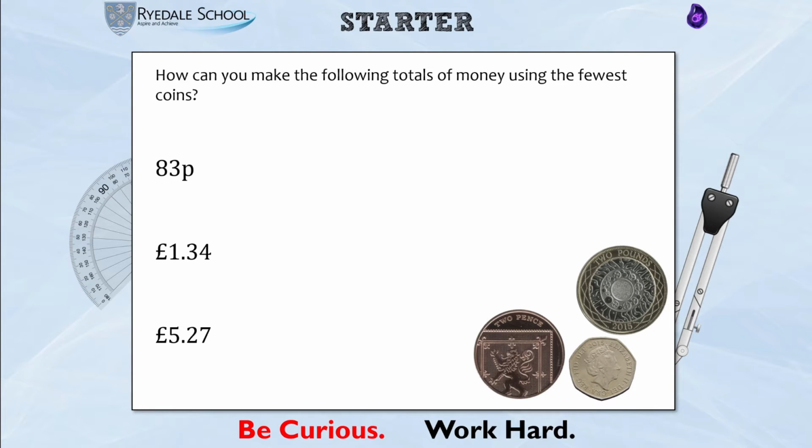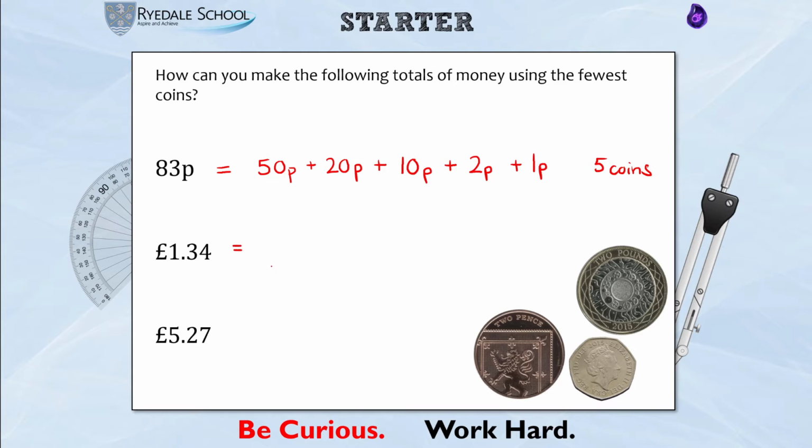I would pause the video here because I'm about to go through the answers. So if I was doing this problem, I would always start with the biggest coins that I could use. So for 83p, I obviously can't use a pound, but I would need a 50p, a 20p, that's got me up to 70, a 10p, a 2p, and a 1p. That is 83p, and that is 5 coins.